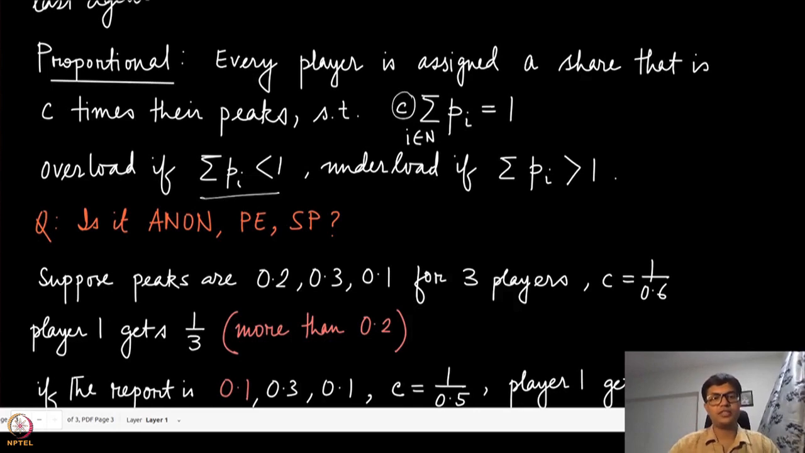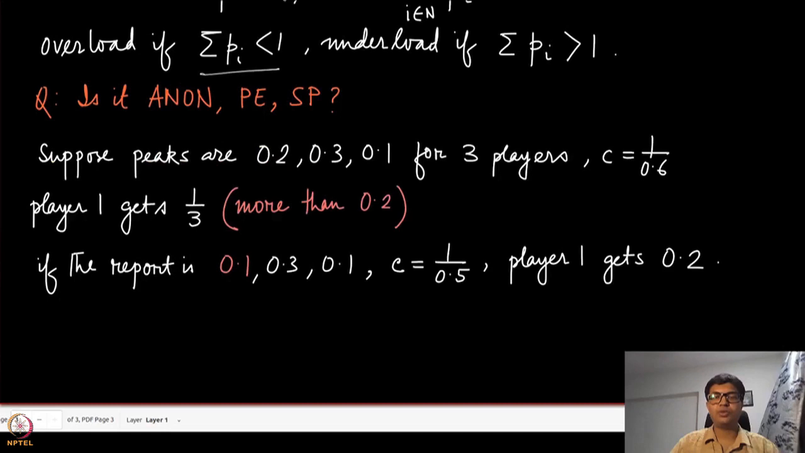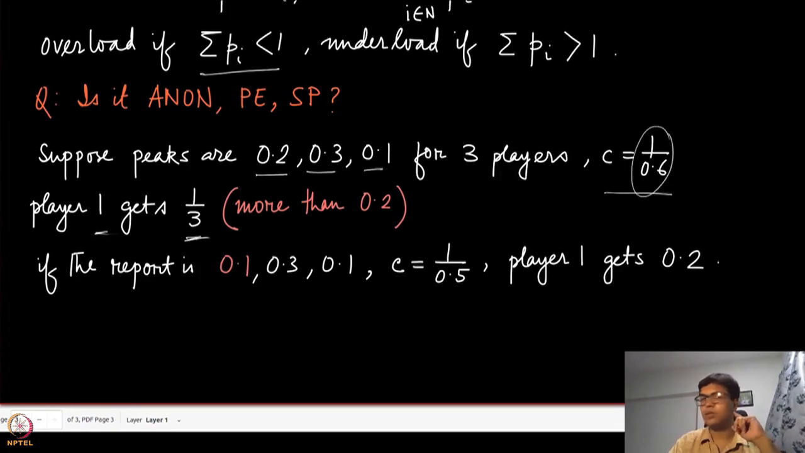But what about strategy proofness? Suppose we have peaks which are 0.2, 0.3 and 0.1. These are the agent peaks for these three players. Then you know that C is going to be 1 by 0.6, that is just 1 by the sum of their peaks. Now player 1 will get C times its peak, because C is 1 by 0.6 and player 1's peak is 0.2, which is 1/3. This is more than its preferred share of 0.2, which it likes the most.